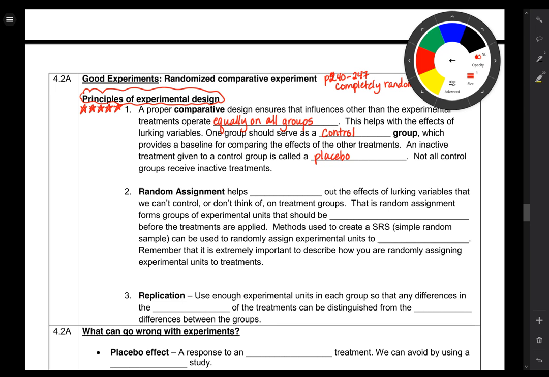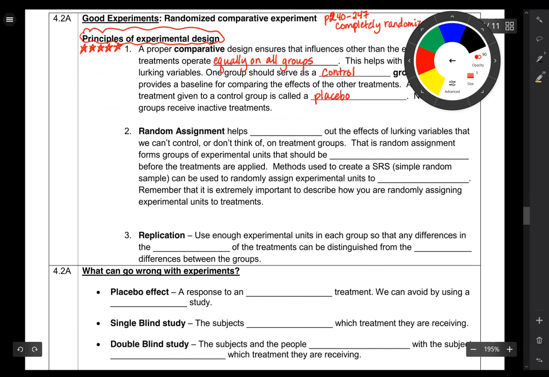Not all control groups, though, receive inactive treatments. I'll mention that when we do our last example, where every group will be given a treatment. So you don't have to have a placebo in an experiment for it to be valid.